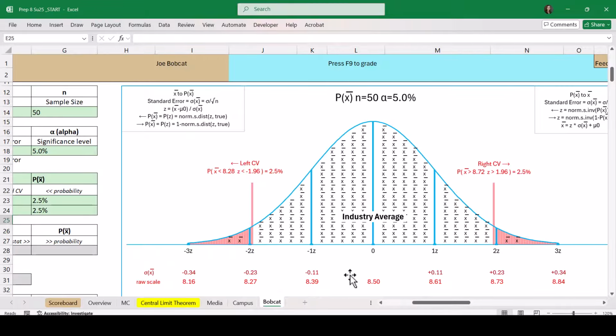So if we do, it suggests this is not what's going on. The Bobcat average is not 8.5. If we observe a sample mean in this white area, we'll say, okay, that's just sampling error. It's to be expected. The mean is 8.5.